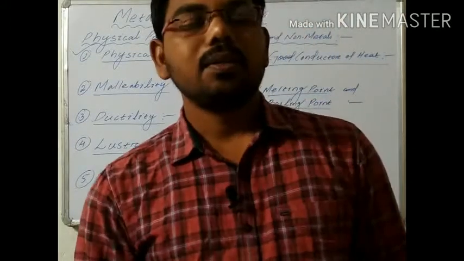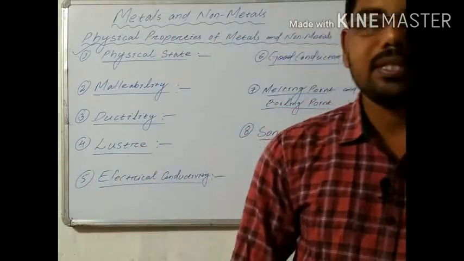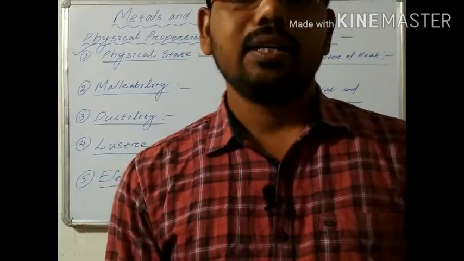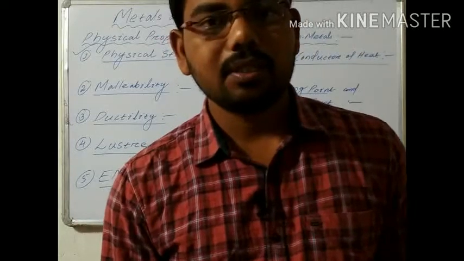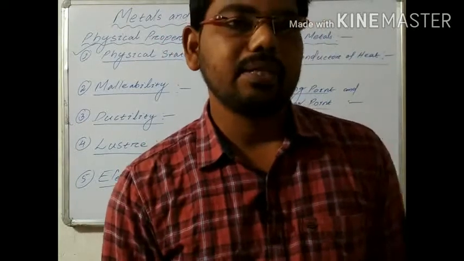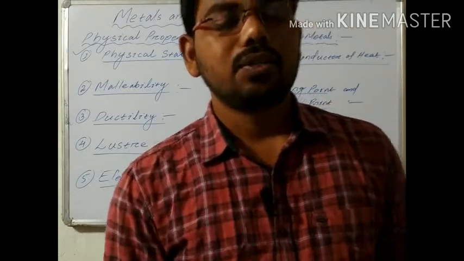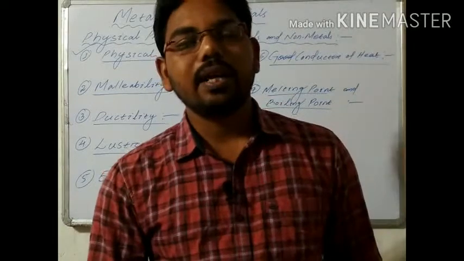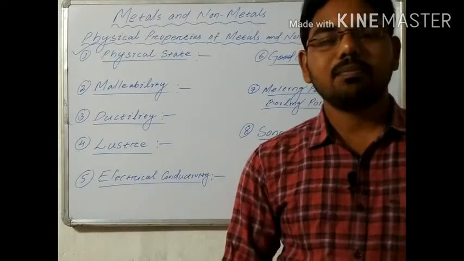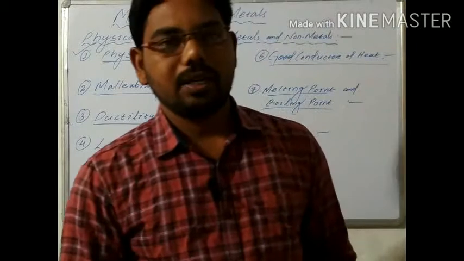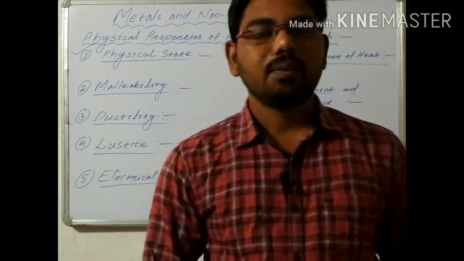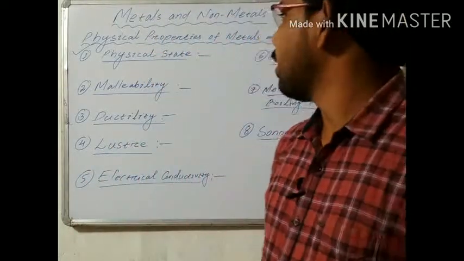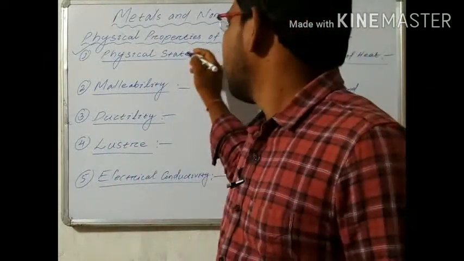So metals are generally solid and hard. Most metals are hard, like iron, copper, silver. These are very hard metals. But some metals are soft and can be cut with the help of a knife. Metals like lithium, sodium and potassium are soft metals, and they can be cut with a knife. So this is the physical state of metals.